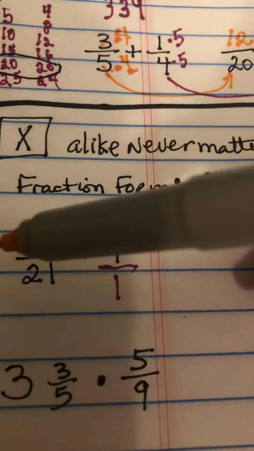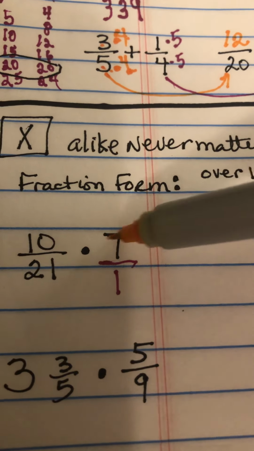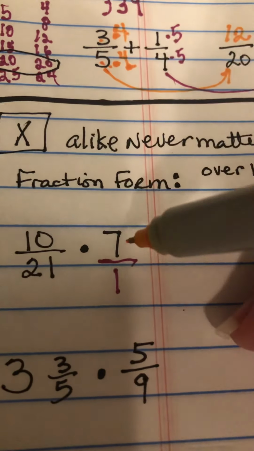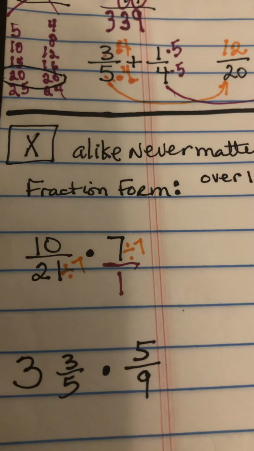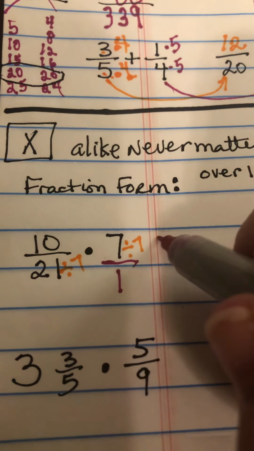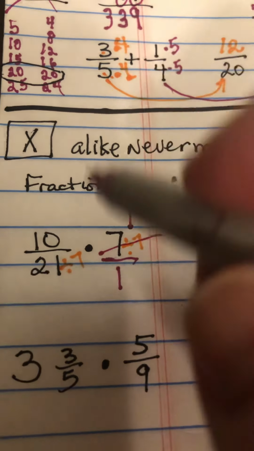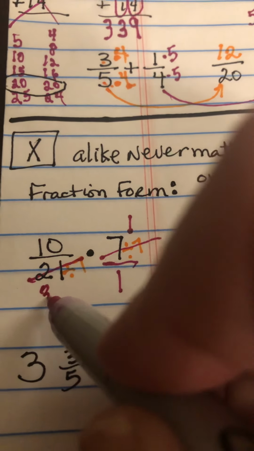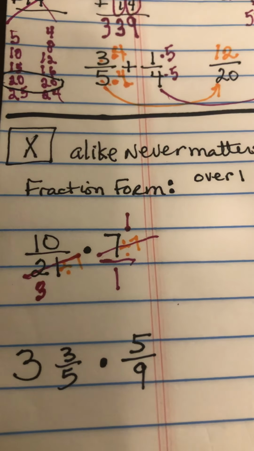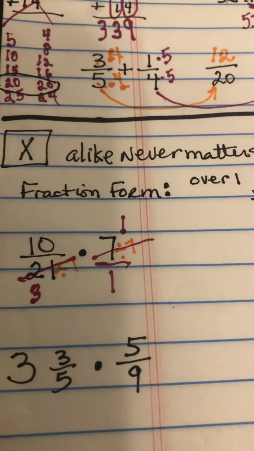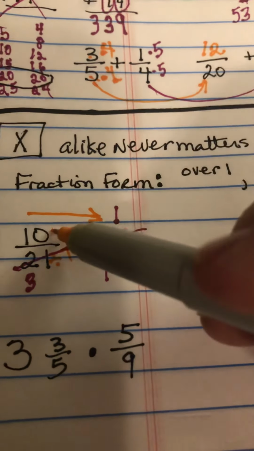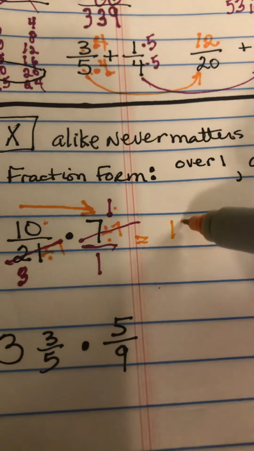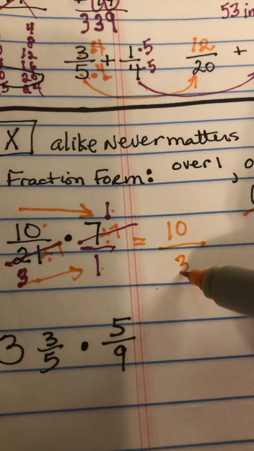Now we're going to simplify. On the top and the bottom, I noticed that the 7 and the 21 can both be divided by 7. That's what they have in common with each other. So if I do that, 7 divided by 7 gives me 1, and 21 divided by 7 gives me 3. All right, so there's nothing else in common on top and bottom, so now I'm going to multiply straight across the top. So 10 times 1, and straight across the bottom, 3 times 1. And there you have it.